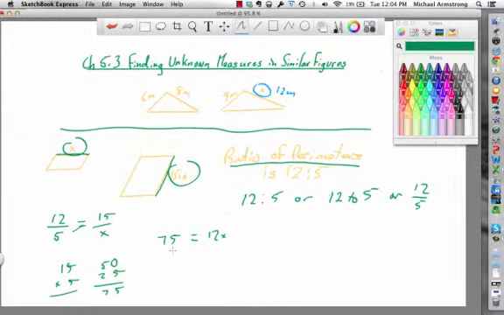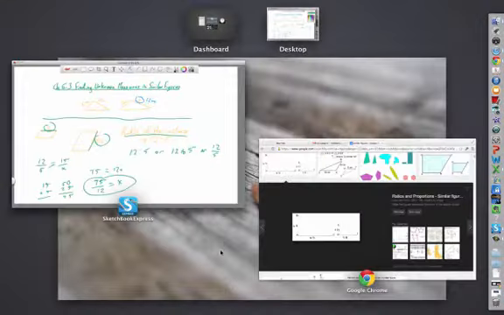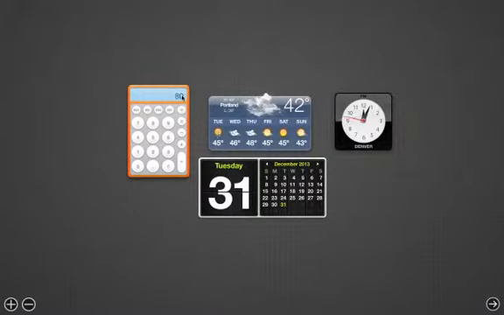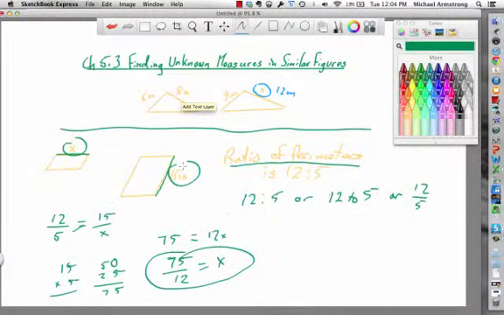Alright, so we have to do 75 divided by 12 to find out what x is. Okay, so go up here to our handy calculator. 75 divided by 12 is 6.25. So x equals 6.25 inches. That's what this side is, 6.25 inches. It's much smaller than the 15 inches. It's a smaller parallelogram.